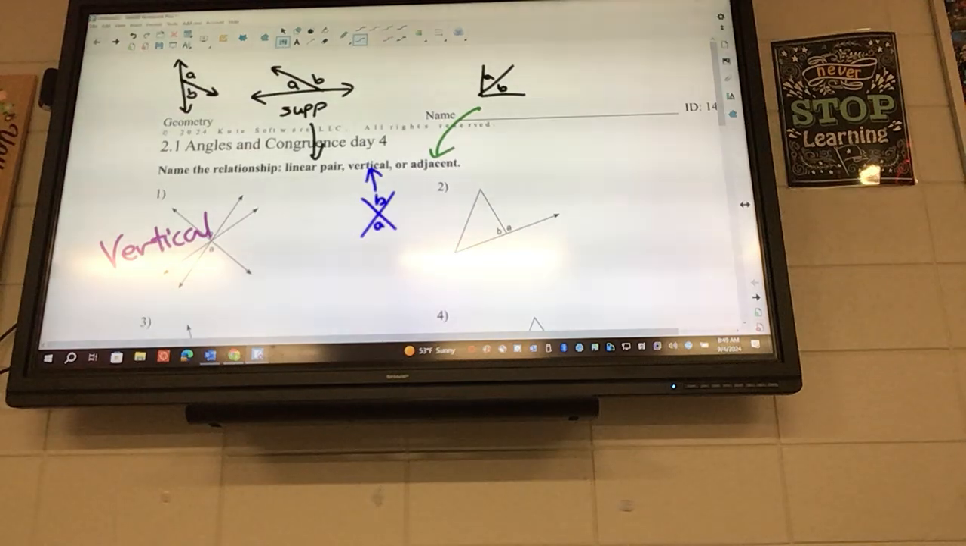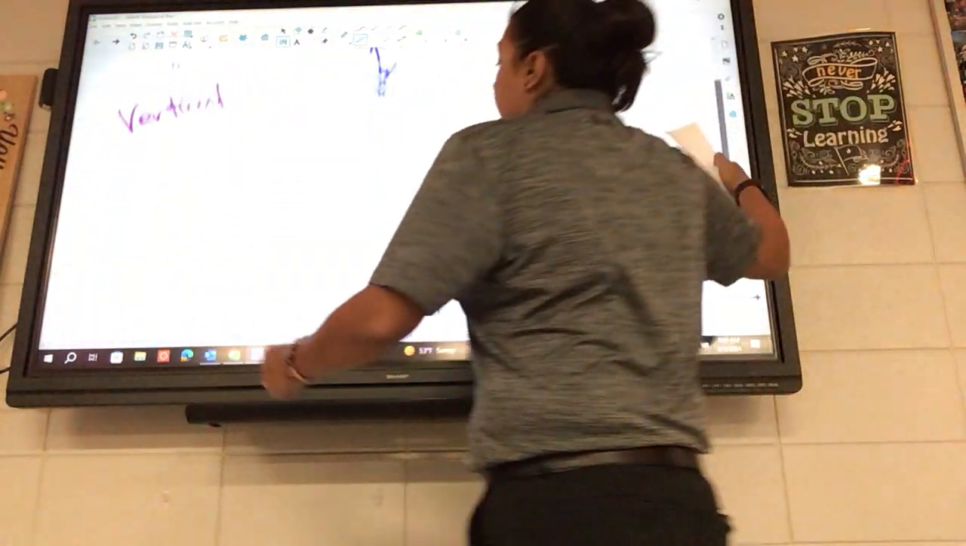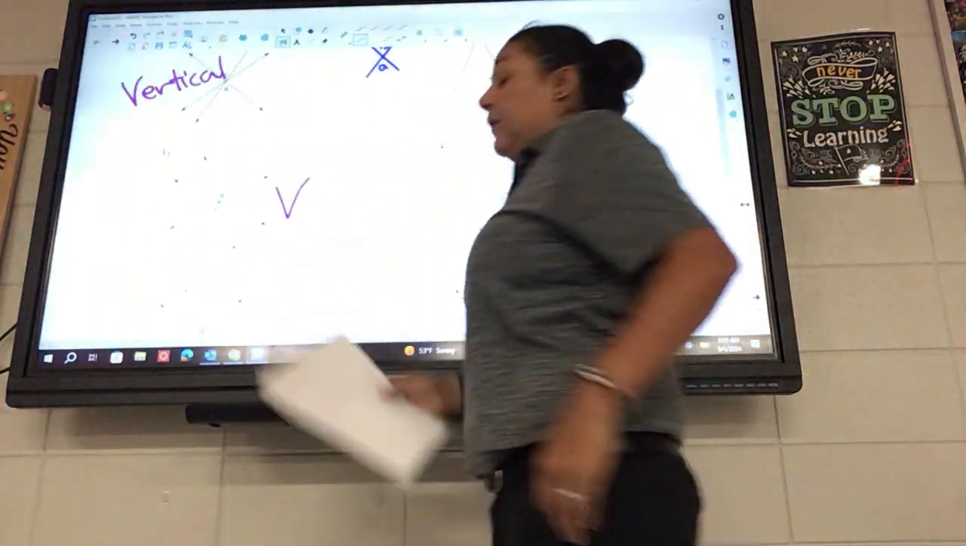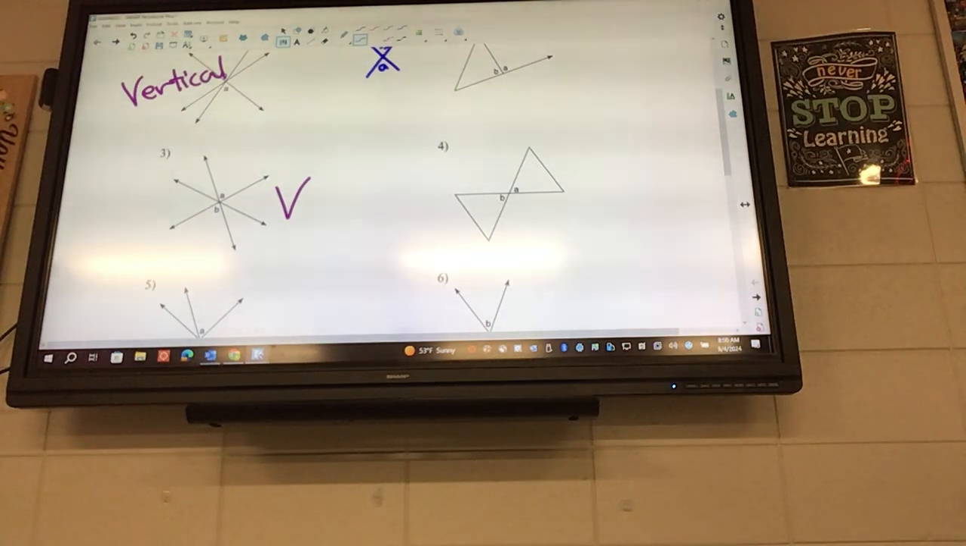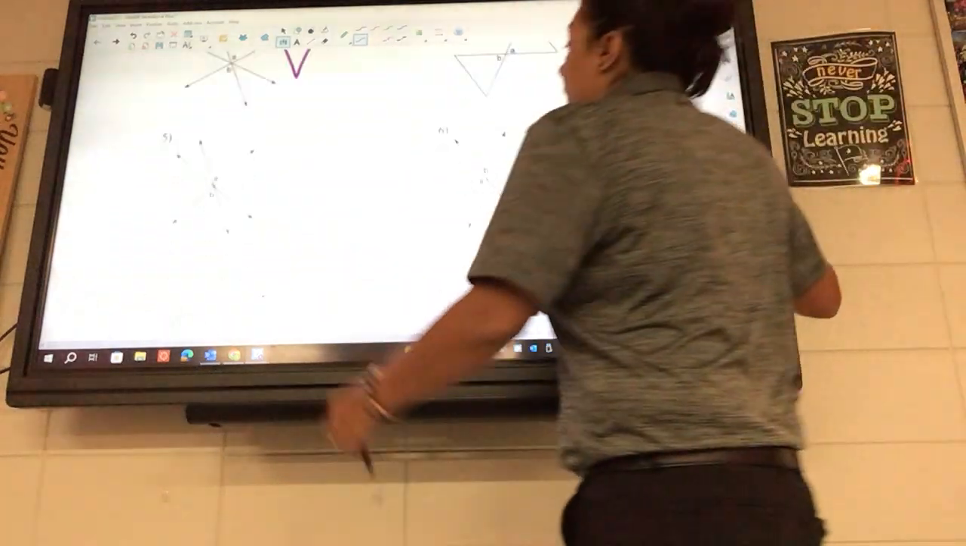Okay, so look at number three. Are the two angles right next to each other? No. So your only option at that point is vertical. That's the only option that it can be, is vertical. Okay, five. Are they right next to each other? No. So it has to be what? Vertical.